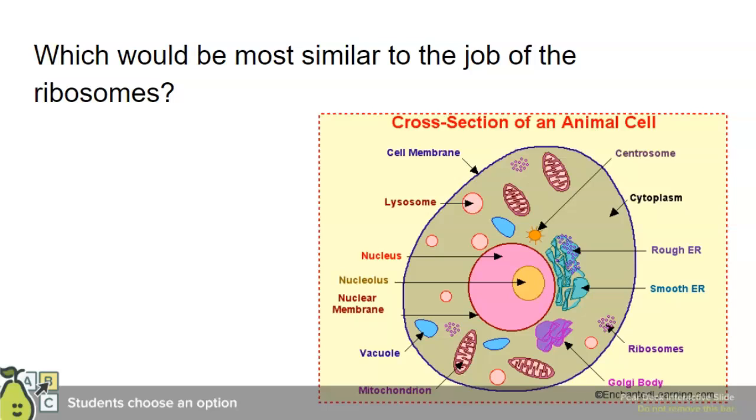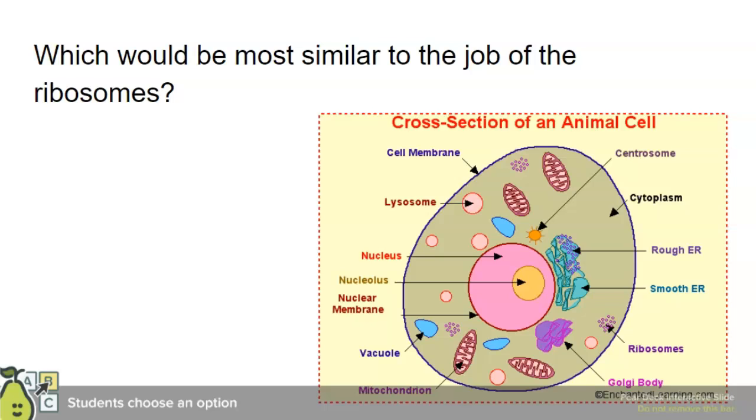So which would be most similar to the job of the ribosomes? Remember, ribosomes do not make cookies. Ribosomes make proteins. The chef, right? Because just like how ribosomes make proteins, the chef is going to make our cookies.